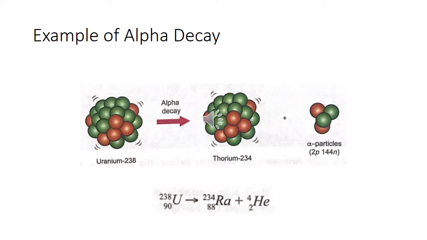Now let's take a look at an example of alpha decay. Right here we have uranium-238. It will become unstable and it will decay and become thorium-234, emitting alpha particles. As you can see in the equation down there, at first uranium has a mass number of 238. Suddenly the mass number drops to 234, which is 238 minus 4, obeying the general equation that we got just now.